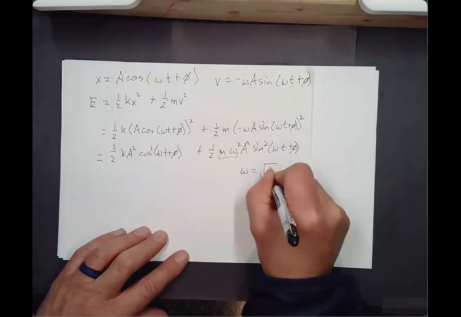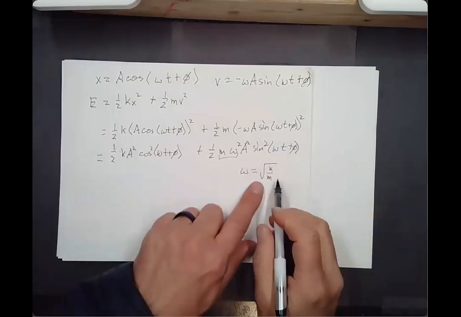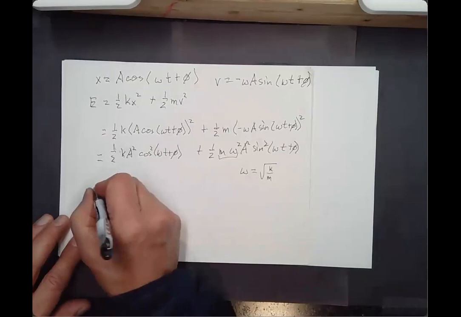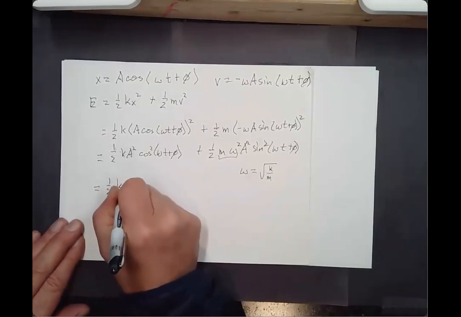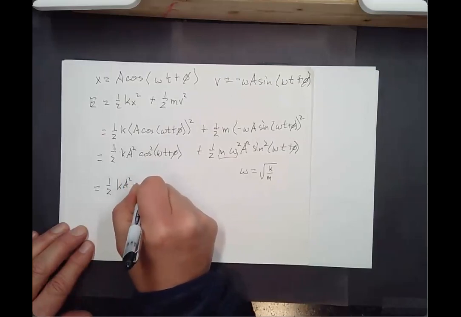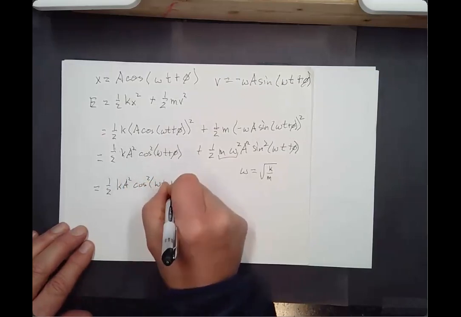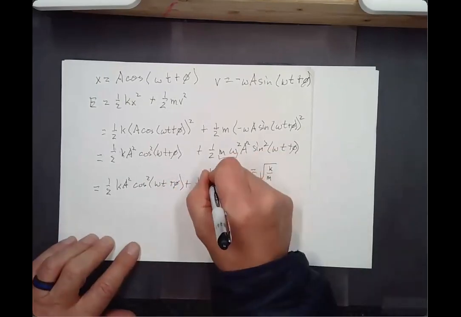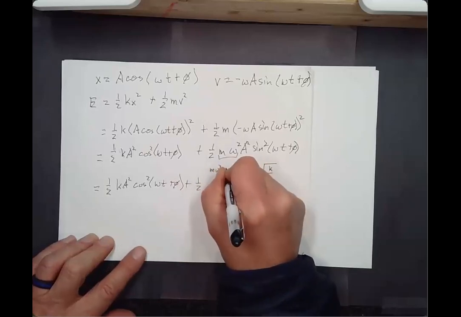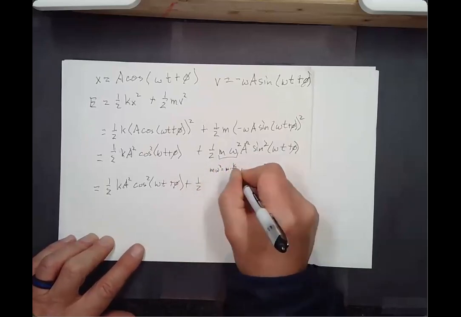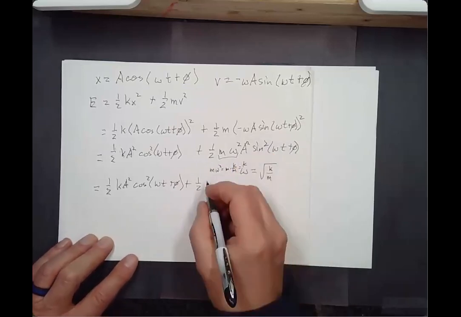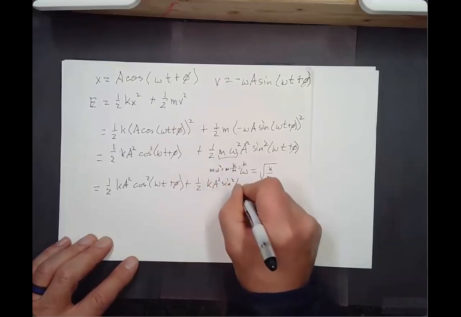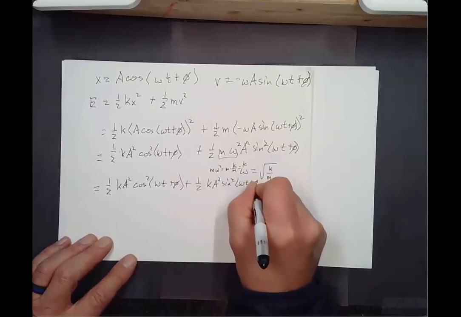It's the square root of k over m. So when I square it, I'll get k over m for omega squared. And so this expression is going to change into 1/2 ka squared cosine squared of omega t plus phi plus 1/2. I'm just going to look at m omega squared, which is equal to m times k over m. It's just k. Okay, so this would be 1/2 ka squared sine squared of omega t plus phi.